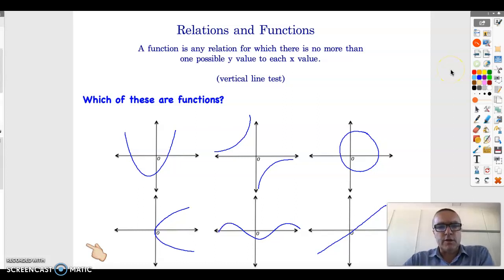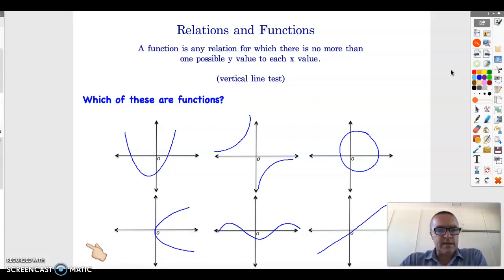We need to understand a little bit about relations and functions. A relation is any set of x and y values. You can always see a relation because it can be graphed on an x and y axis. A function is a little bit more specific. A function is any relation for which there is no more than one possible y value to each x value.